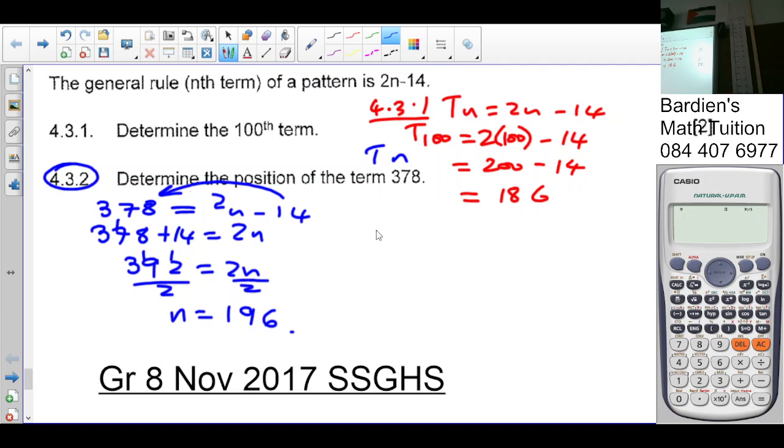So that means to say that term 196 is equal to 378. Which means to say if I extend this pattern to 196 terms, the 196th term will be 378. Okay.